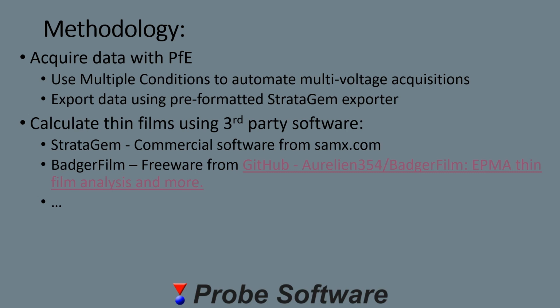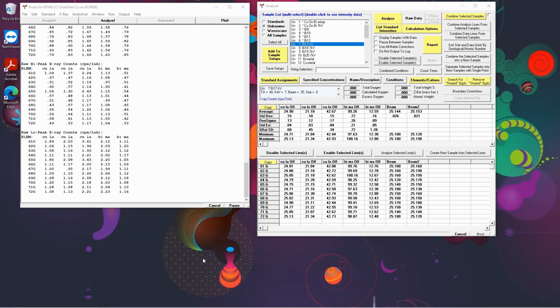Having exported the data, this can then be processed in third-party software, for example STRATAGem or BadgerFilm or other thin film packages that allow STRATAGem files to be imported. Multi-condition automation is covered in another video. In this video we're going to cover exporting the data, and then we'll show some examples of processing the data in BadgerFilm. In this first example we've got a simple copper-coated bismuth sample.